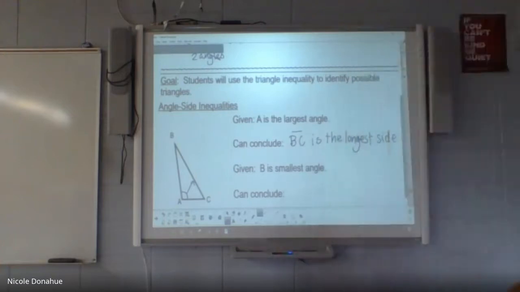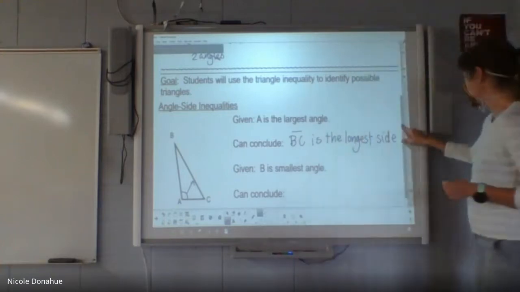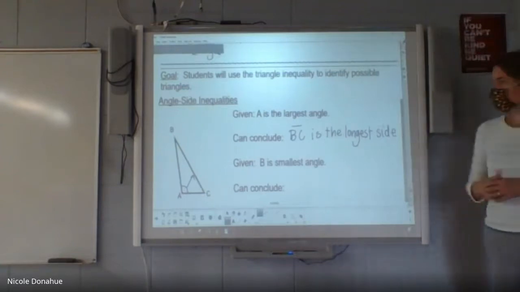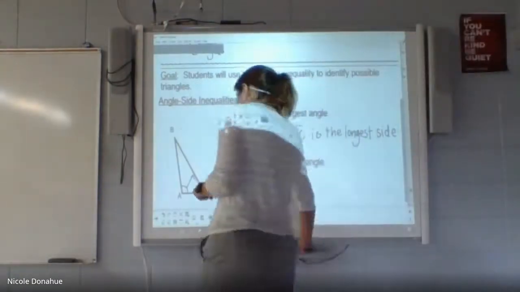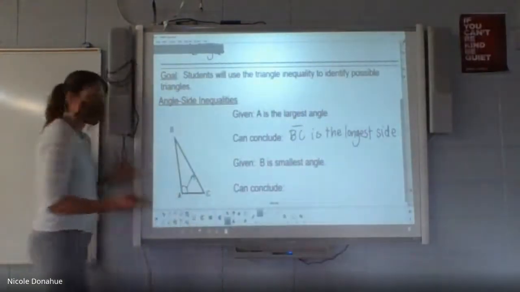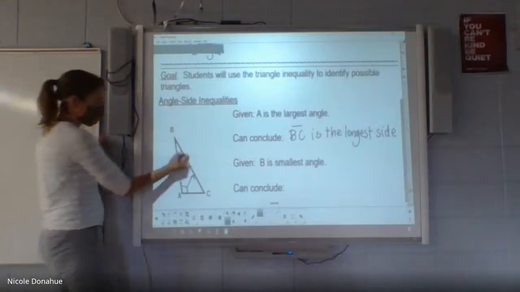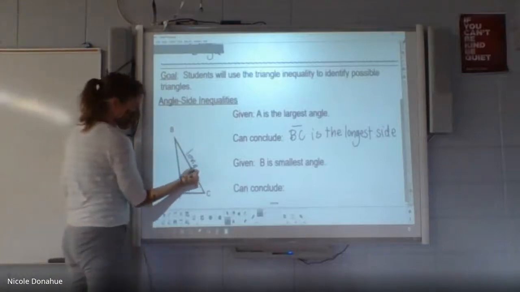So again, if angle A is the largest angle, then we can conclude that BC would be the longest side. And again, that seems logical, but it's a rule. It's not just because it seems that way.